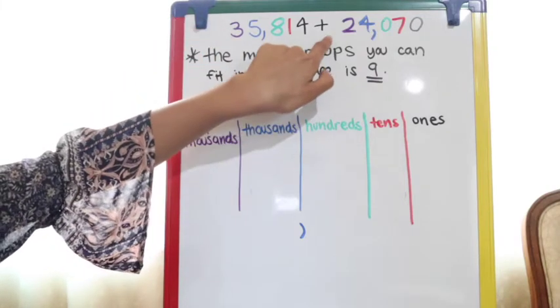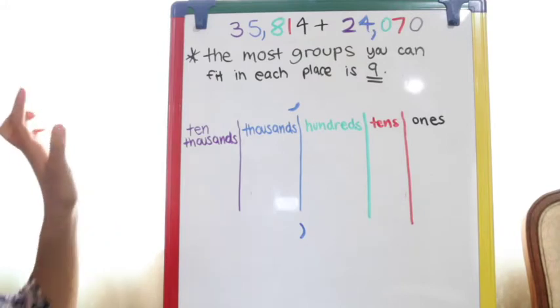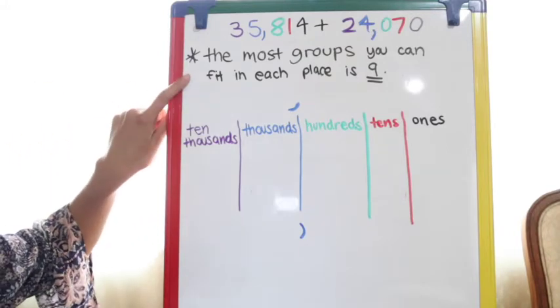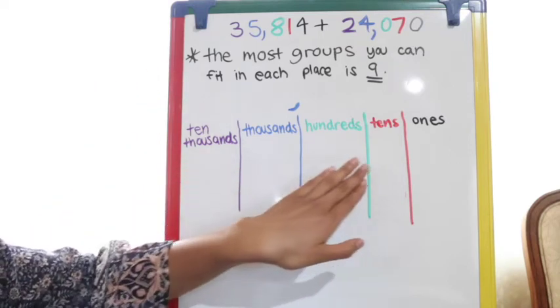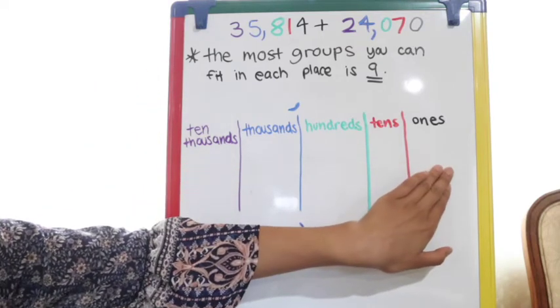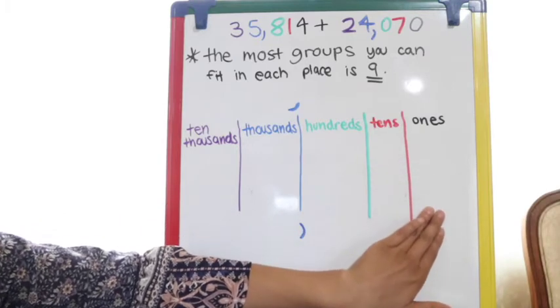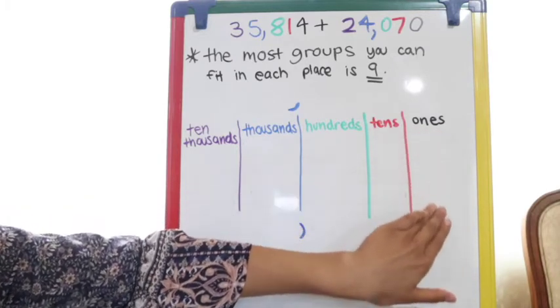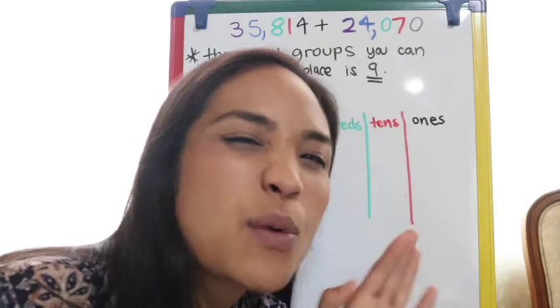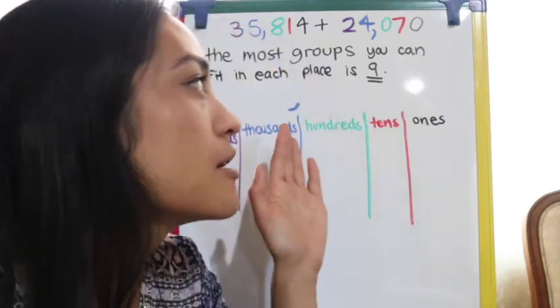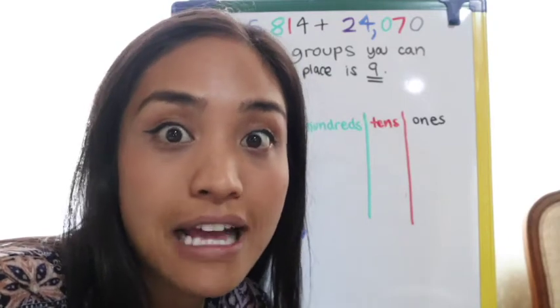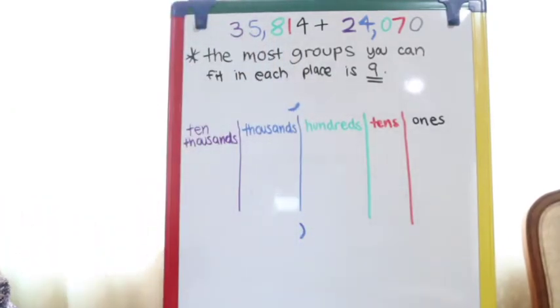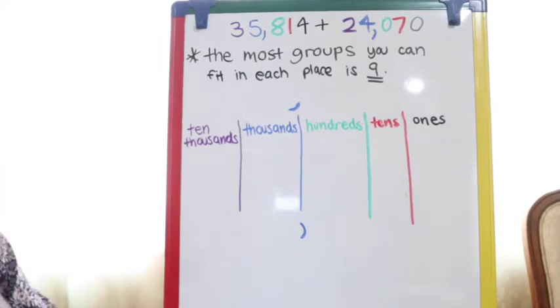35,814 plus 24,070. And here's a special rule that I want you to keep in mind. The most groups you can fit in each place is 9. If you get more than 9 groups in one place, we're going to have to regroup. And for today, we're not going to have to regroup. This is just something I want you to keep in mind because eventually you will be working on regrouping, adding multiple digit numbers.